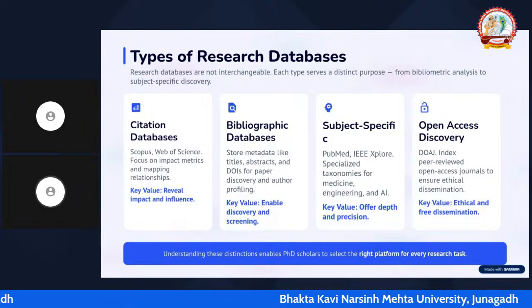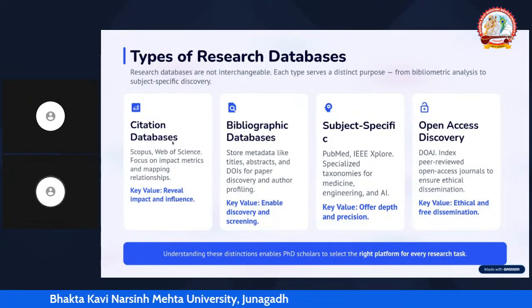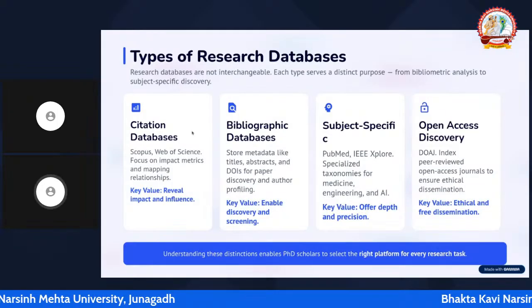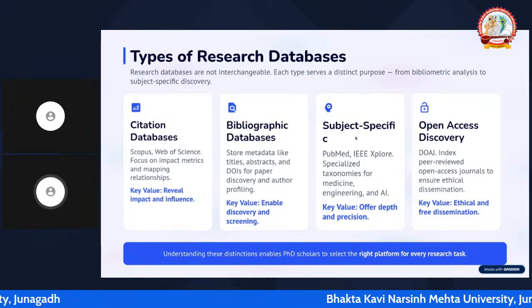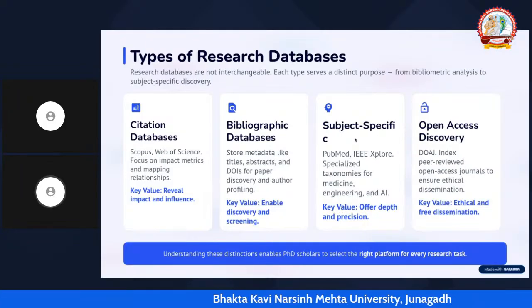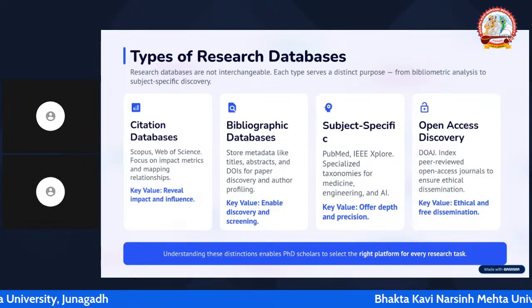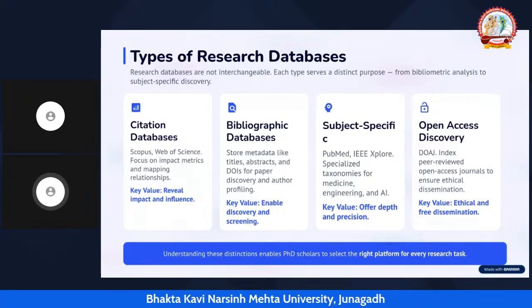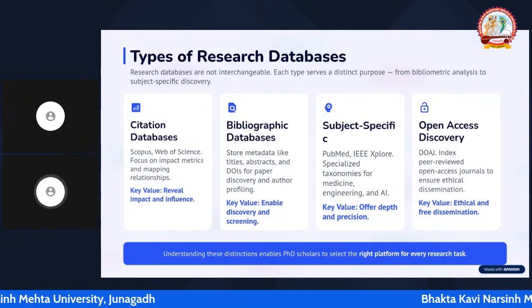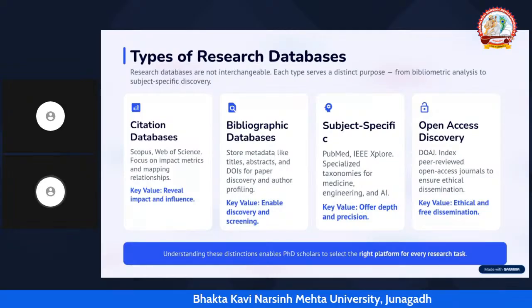Which research databases are available? We have four types of database. First one, citation database, bibliographic database, subject specific database, and last one, open access discovery. Citation database: Scopus, Web of Science, both use the citation database, while bibliographic database is used with Elsevier journals. They are publishing literature reviews, and that's why they are using bibliographic database.